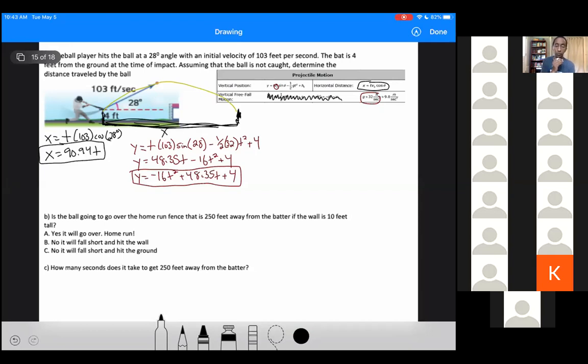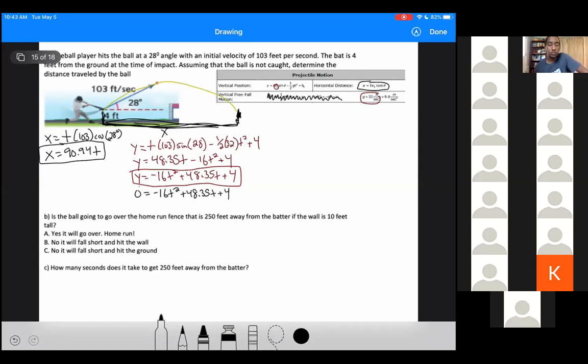That's important to note. So we're trying to find what the time of the ball is when the ball is on the ground, because then that would help us to find the horizontal distance. The ball is on the ground when the height is 0. Height vertically is represented by y, so therefore we can plug 0 in for y. So it'd be 0 equals negative 16 t squared plus 48.35 t plus 4. And then we would want to solve for t.